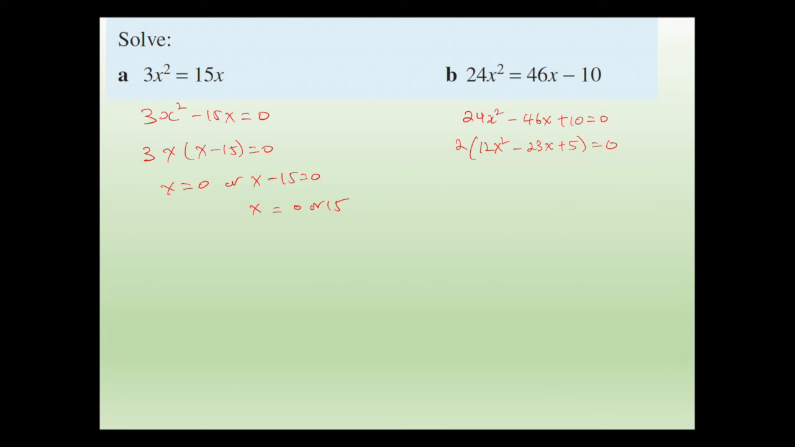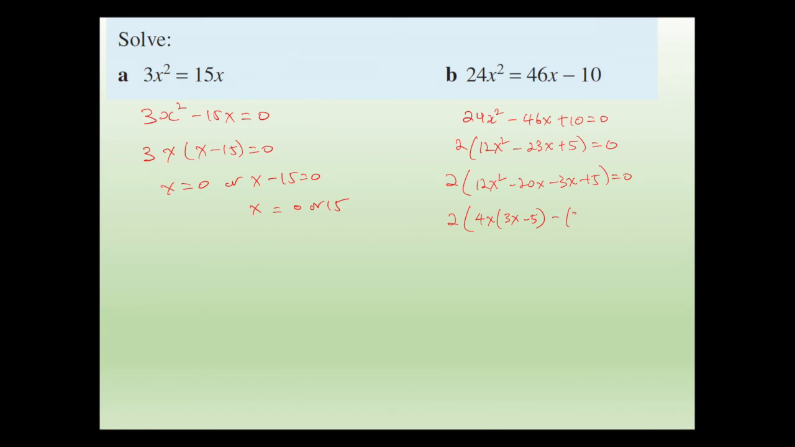This time, what you need to do is find two numbers. The product should be 60 and it should add up to be minus 23. And thinking deeply about this, it should be minus 20 and minus 3. So therefore, we can rewrite this: 12x squared minus 20x minus 3x plus 5 equals 0. Factorizing, we can take out the 4x. Therefore, it becomes 3x minus 5.